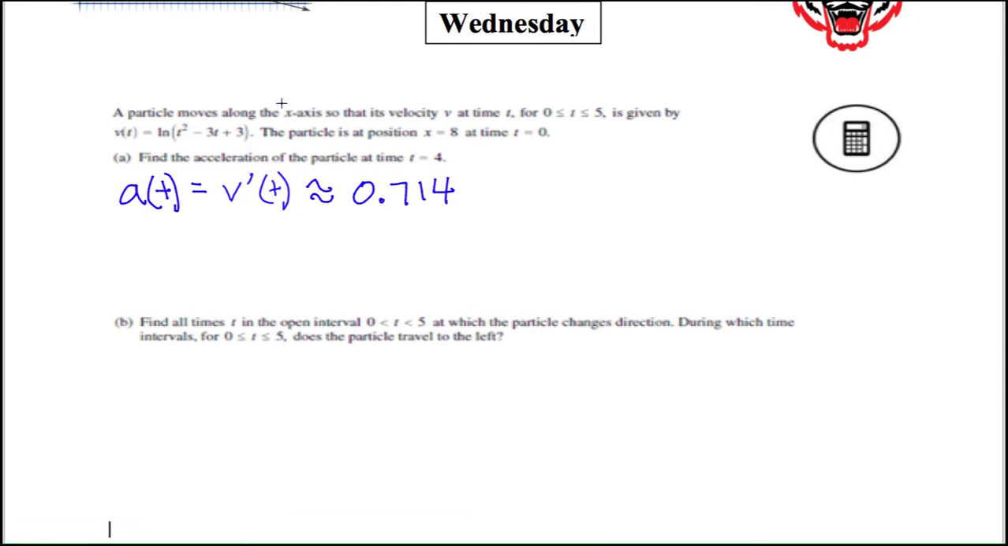You do want to be writing that it's v prime. I think you probably get a point for that. Very commonly, you will get a point just for writing v prime. Can I write a of t equals v prime of t equals v prime of 4? Well, it's not equal to v prime of 4. Technically, now that we know that a of t is equal to v prime of t, we should say separately that v prime of 4 is equal to 0.714. That's how we should properly be writing it.